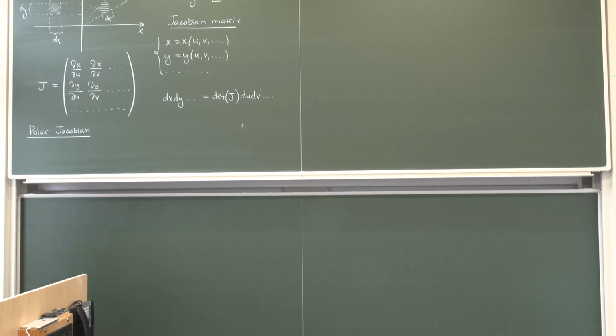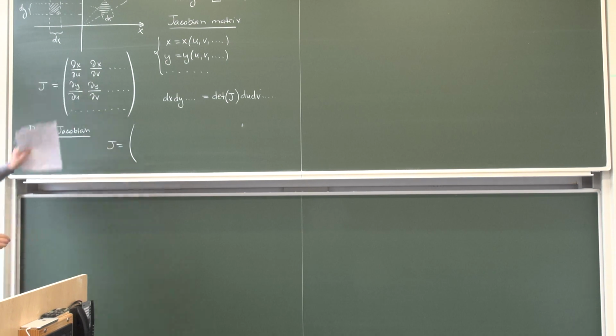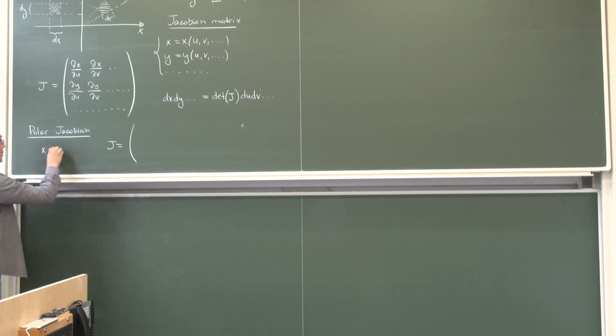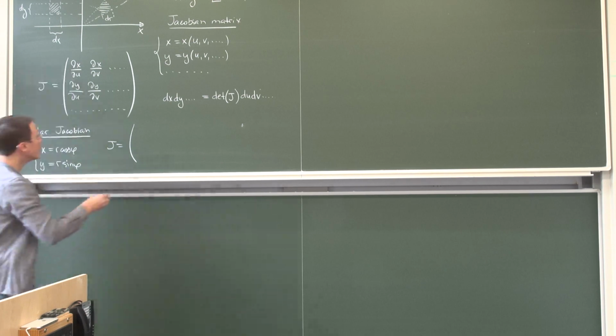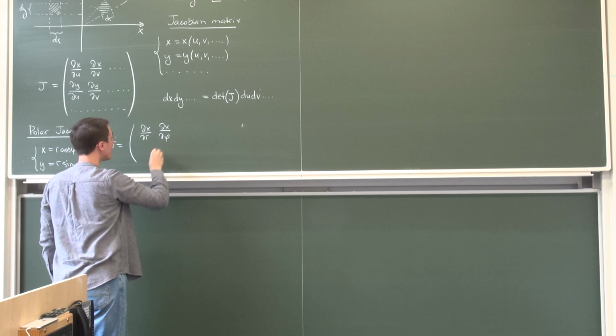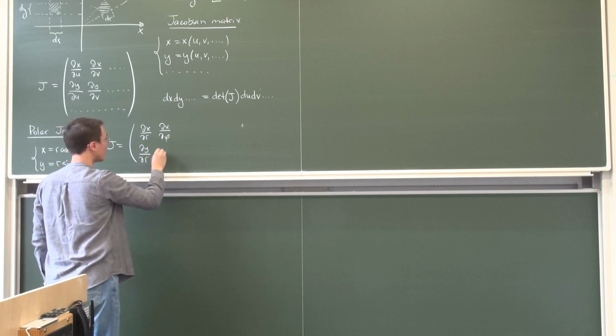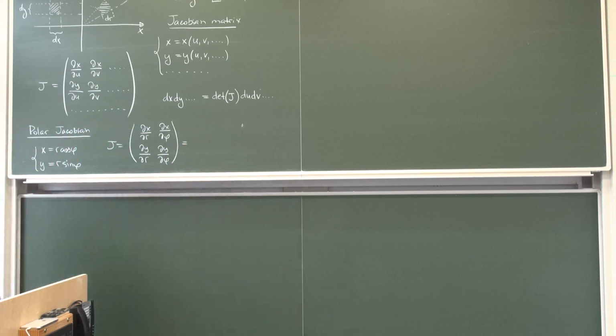Well, we need to calculate all the partial derivatives. How J will be dx by dr. Well, for that, let's remind ourselves what the coordinates have been. x is r cosine phi and y is r sine phi. So here x and y are x and y, but u and v are r and phi. So dx by dr, dx by d phi, dy by dr, and dy by d phi. This is our Jacobian matrix in this case.